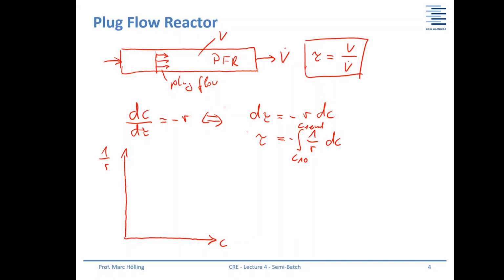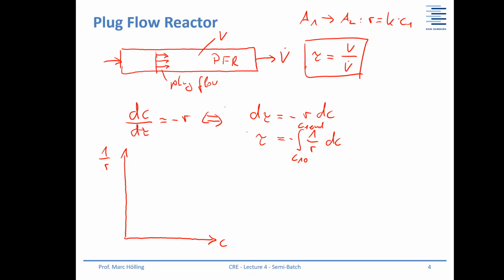You can get a graphic interpretation of this integral here. Okay, how does it behave if you have a first order reaction? For example, we assume something like A1 reacts to A2, a very easy first order reaction. Then you have a high reaction rate when your concentration is high. So let's just say R is K times C1. If your C1 is high, then your reaction rate is high. If C1 is low, then your reaction rate is low also.